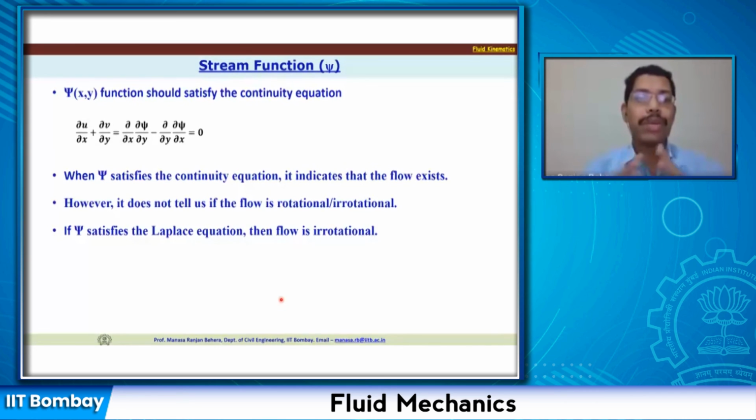So if the psi function satisfies the Laplace equation, then the flow is going to be irrotational. We have already seen the Laplace equation. That is nothing but dou square by dou x square plus dou square by dou y square plus dou square by dou z square. In this case, it is only 2D. So dou square by dou x square plus dou square by dou y square operated on something, and that is operated on psi here. So I will be able to write del square psi equals 0.